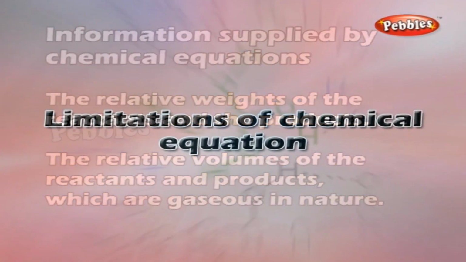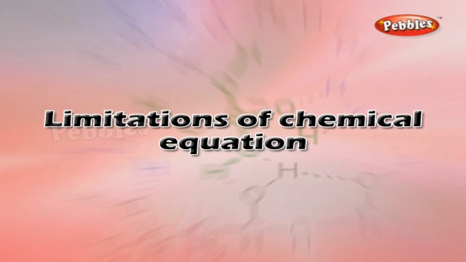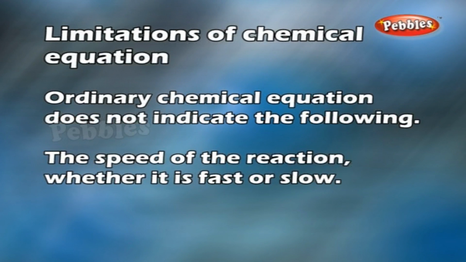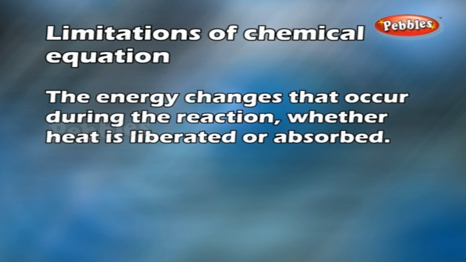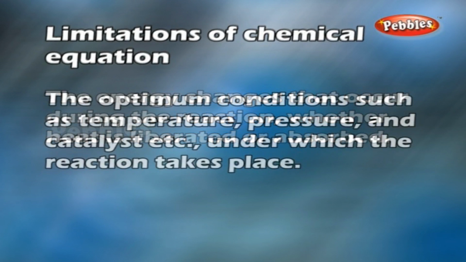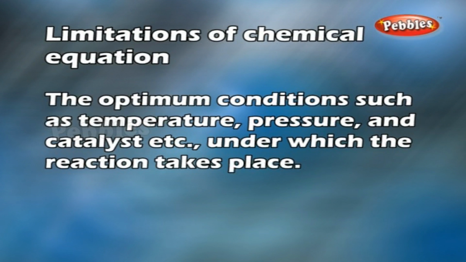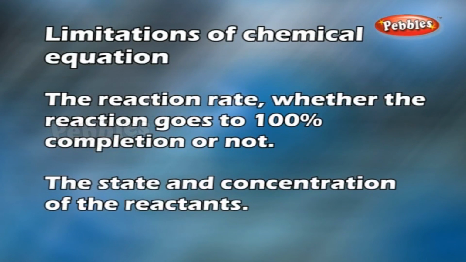Limitations of chemical equations. An ordinary chemical equation does not indicate the following: the speed of the reaction, whether it is fast or slow, the energy changes that occur during the reaction, whether heat is liberated or absorbed, the optimum conditions such as temperature, pressure, catalyst, etc., under which the reaction takes place, whether the reaction goes to 100% completion or not, the state and concentration of the reactants.